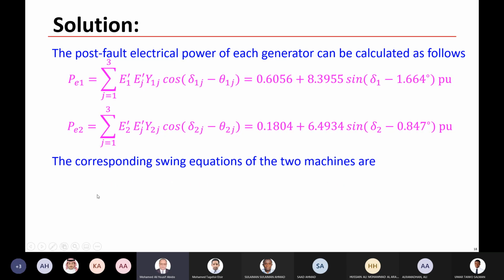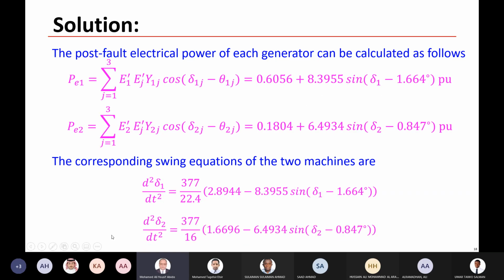And you can write down the corresponding swing equation, acceleration of the machine number 1, omega s over 2h1 multiplied by B mechanical 1 minus B electrical 1. So this is B electrical 1. And this is also for the second machine, you have the same: B mechanical 2 minus BE2. And this is the swing equation that will be solved after the fault duration up to the final simulation time.